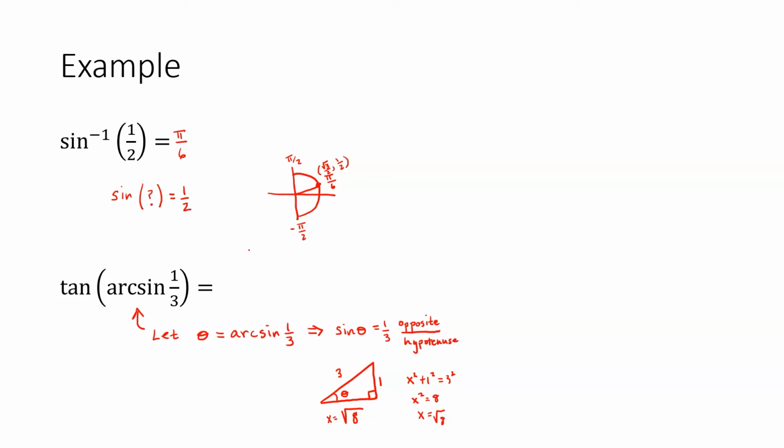Now with that, we can come back to our original problem, which is we're really trying to find the tangent of that angle, theta, which is going to be the opposite over the adjacent side. So we'll do 1 over the square root of 8.